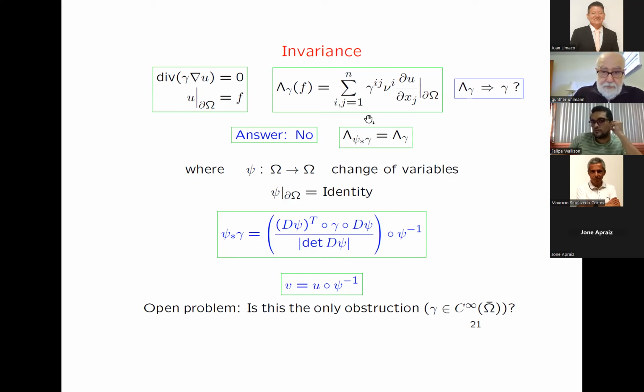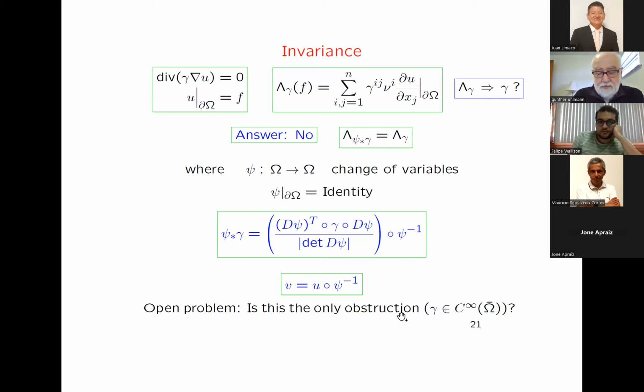that maybe fix the change of variables that you're using. For instance, if gamma is isotropic, a scalar, and psi star gamma is isotropic, which is the case we had before, then psi must be the identity. So depending on what you know a priori about the conductivity, you might be able to determine it, but we have to know that this is the only obstruction.